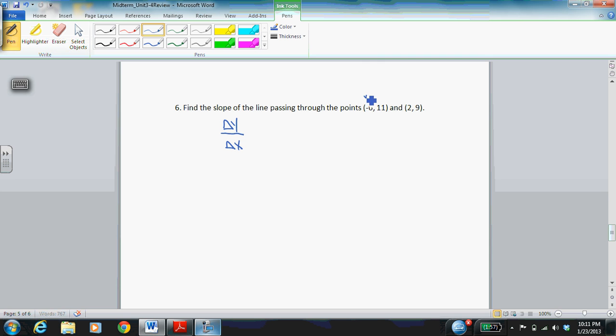Remember, these points are always x, comma y. The little subscript, the 1, represents x from the first point and y from the first point, and the 2 represents x from the second point and y from the second point. So to find the change in y, remember change refers to subtraction with numbers, so we have to do -9 minus 11, that's the change in the y values. Now the change in the x values, that's 2 minus -6.